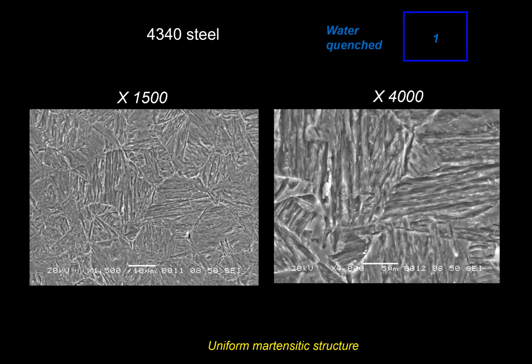Alright, so now let's take a look at the 4340. Remember, 40 represents just the carbon content, so 0.4% carbon, and 43 represents the alloying elements that have been added to the steel to contribute to the hardening. We can see here on the water quench end formation of a large volume fraction of martensite, which is expected.